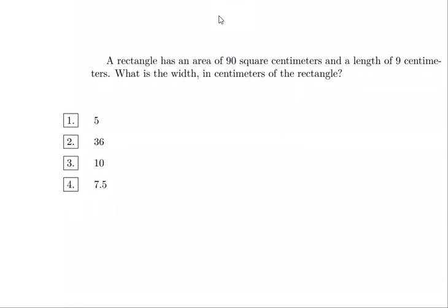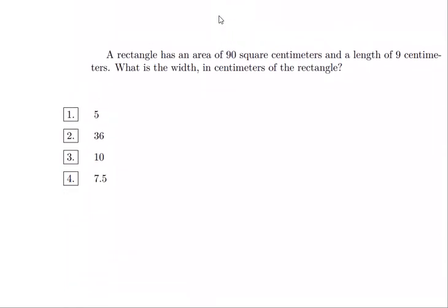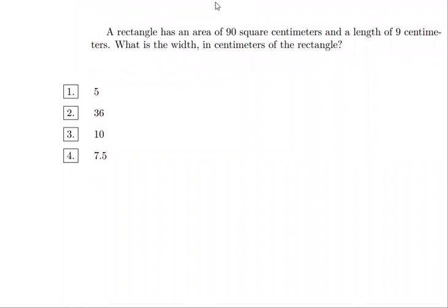So another question is: a rectangle has an area of 90 square centimeters and a length of 9 centimeters. What is the width in centimeters of the rectangle? So if we sketch our nice little rectangle here, which obviously is not perfect, it has an area of 90 square centimeters and a length of 9 centimeters. And so we just want to find out what the width is.